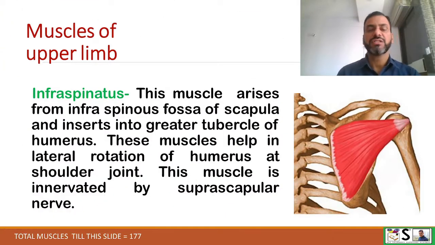Infraspinatus. This muscle arises from the infraspinous fossa of scapula and inserts into the greater tubercle of the humerus. These muscles help in lateral rotation of the humerus at shoulder joint. This muscle is innervated by suprascapular nerve.